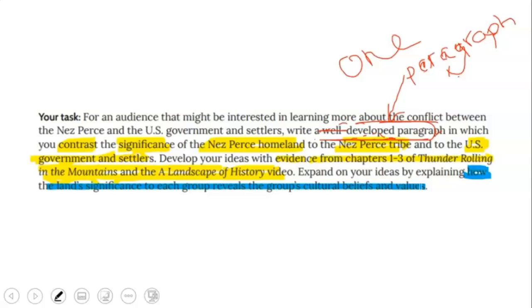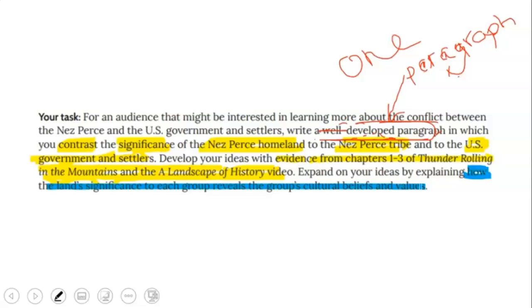So it's really important that we look at that Landscape of History video and we learn about why they did that. What was their reasoning? Yeah, they may have wanted gold, but for what, right? Some people, maybe it wasn't as malicious, or maybe it was, but the point of view that we're getting solely from Thunder Rolling in the Mountains is that she's angry about this, right? So we need to see the other side and then make a judgment for ourselves. But for this paragraph, we're just showing the facts without that emotion, right?